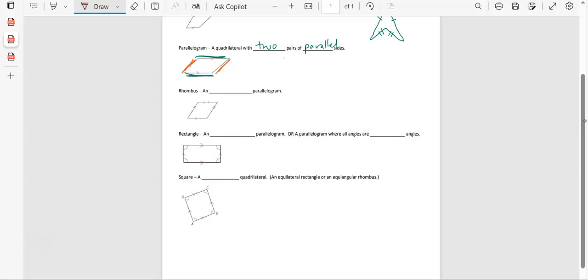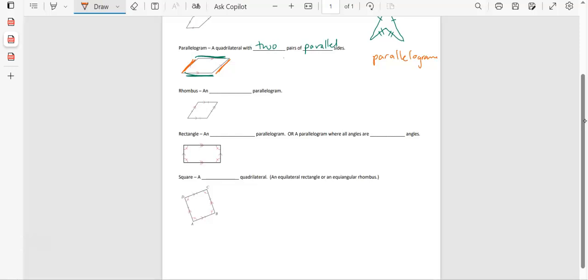You might also be thinking about things you know about a parallelogram, some of its properties, like I said. For example, the opposite sides are congruent, or something to do with the angles. But that's not the actual definition of parallelogram. So parallelogram is a general term for a quadrilateral with two pairs of parallel sides.